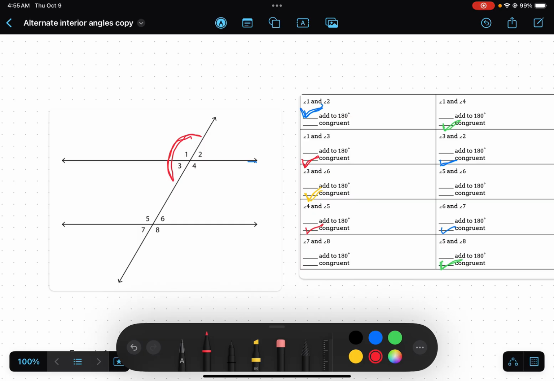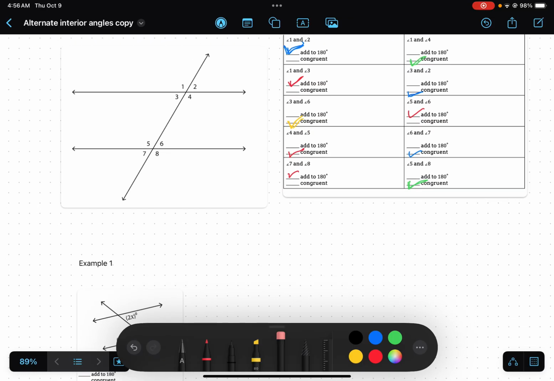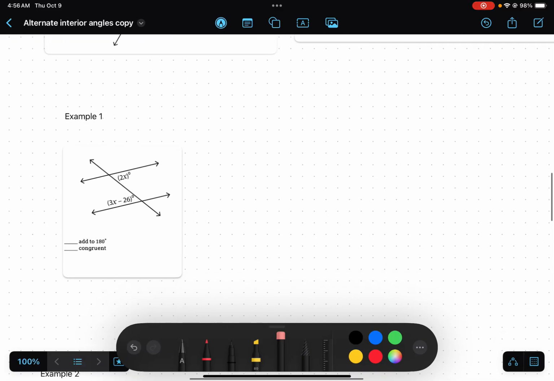Add to 180. 5 and 6, again, make a straight line and add to 180. And last but not least, 7 and 8. So there's a bunch of different relationships here of angles that either are congruent or add to 180. So we're going to try to get good at looking at these diagrams with parallel lines and seeing which relationship is going on. We're going to do 4 examples.